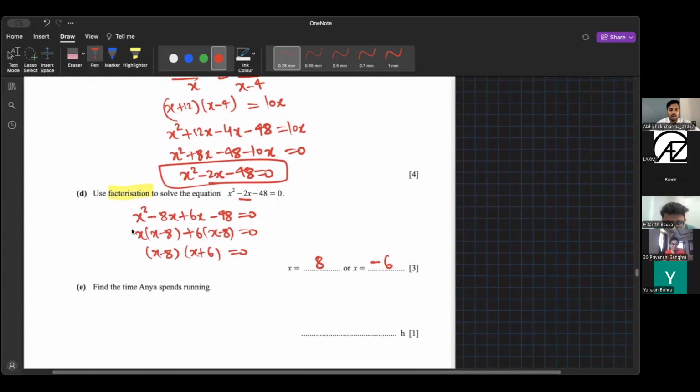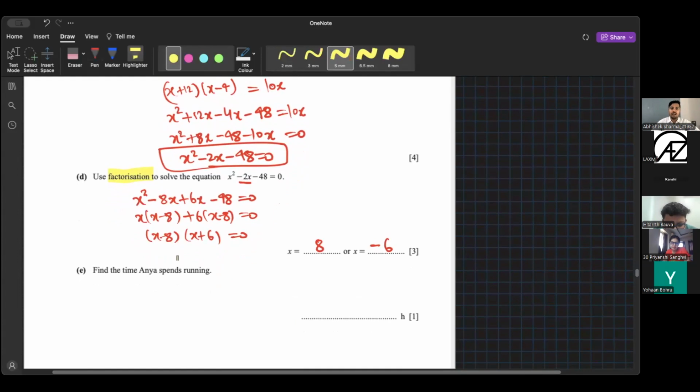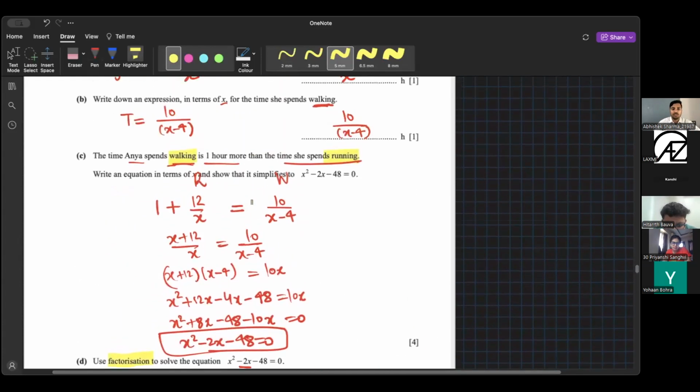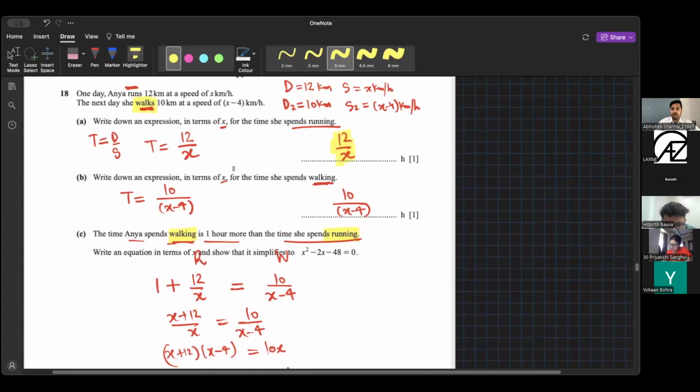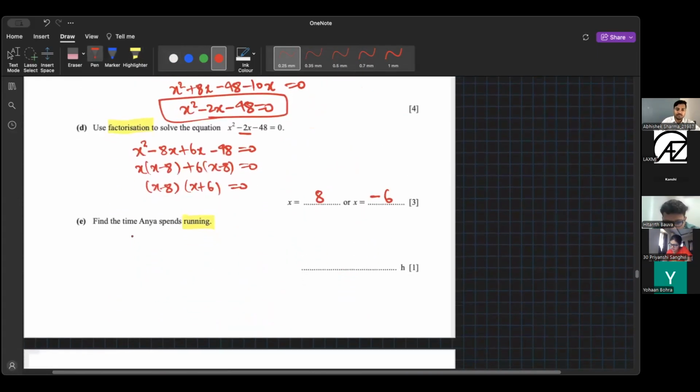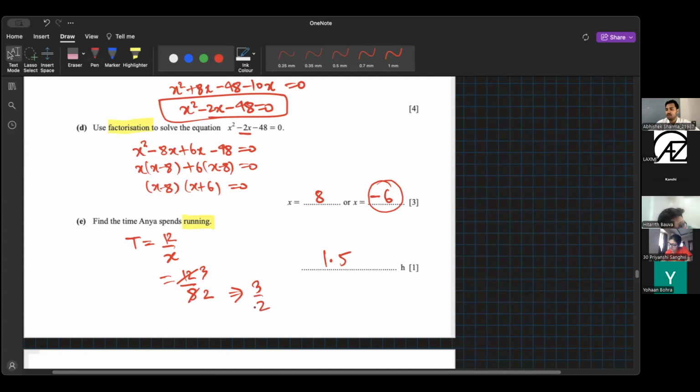Okay. Find the time Anya spends running. So the time that Anya spends running is 12 over x, right? Time equals 12 over x. Now we cannot take the value of x as negative, right? So we will write 12 over 8, and that is 1.5 hours. 3 by 2, that is 1.5 hours for part E. Clear?